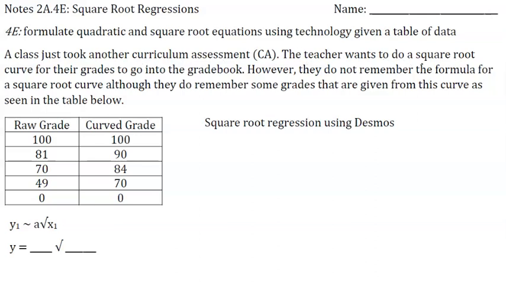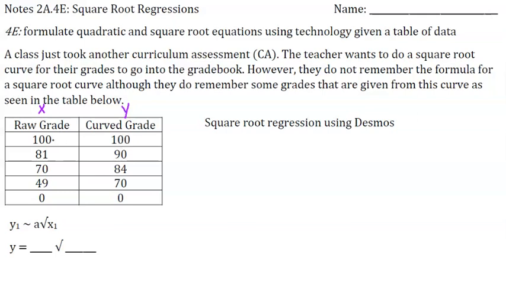The teacher wants to do a square root curve for their grades into the gradebook. However, they do not remember the formula for a square root curve, although they do remember some grades that are given for this curve as seen in the table below: the raw score and the curved grade. We'll say the raw score is X and the curved grade is Y.